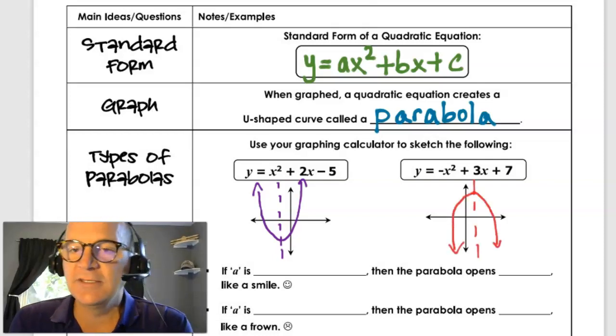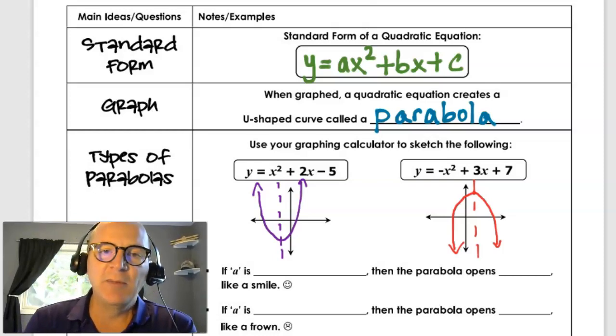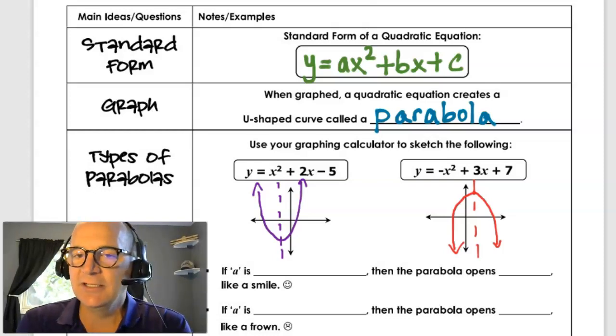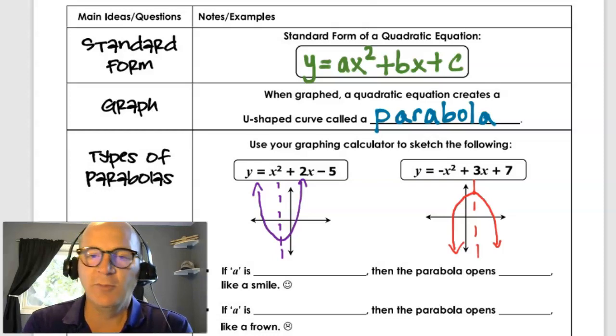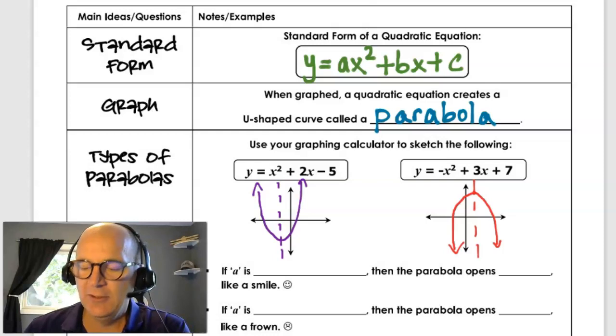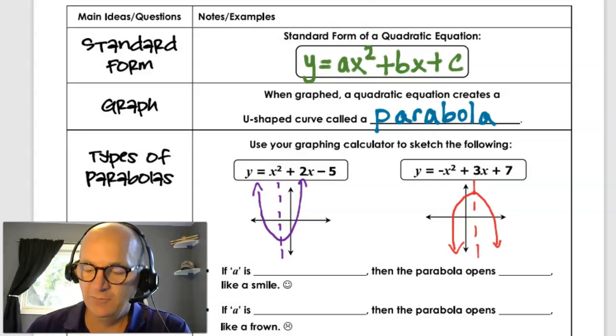A couple of things we want to keep in mind. Notice that I drew that dotted line down the middle. Remember that we refer to that as the axis of symmetry, because it cuts the parabola into 2 equal parts. It's a vertical line. A couple of things to remember when it comes to the types of parabolas we see. First of all, in the first one on the left, y equals x squared plus 2x minus 5, the coefficient in front of the x squared term is actually positive 1.